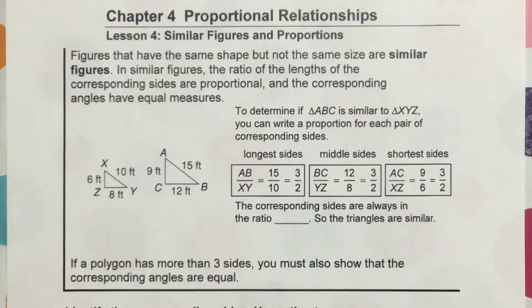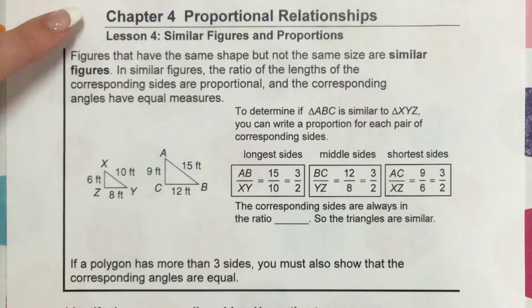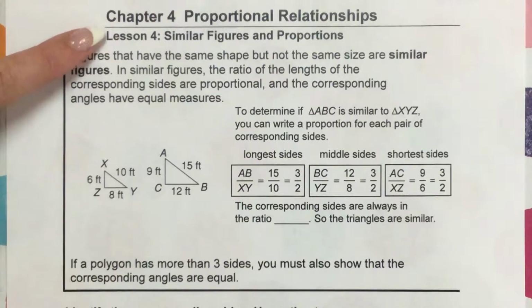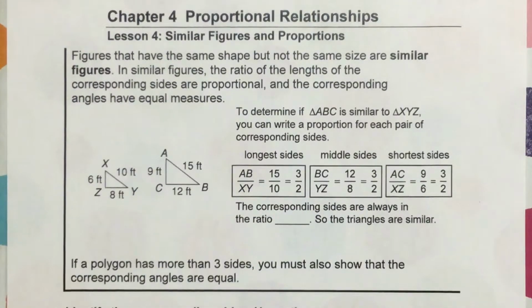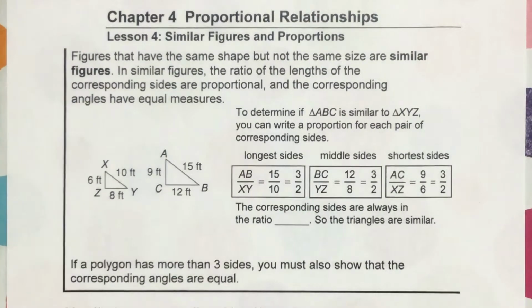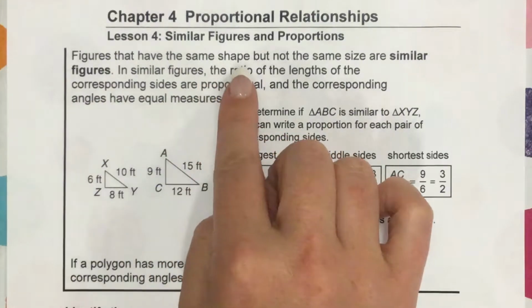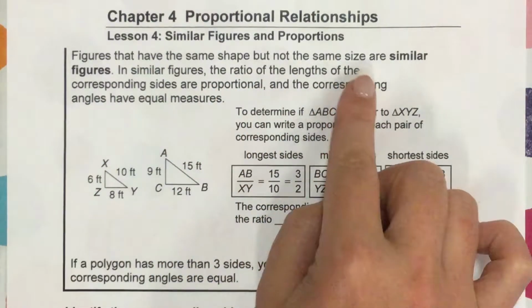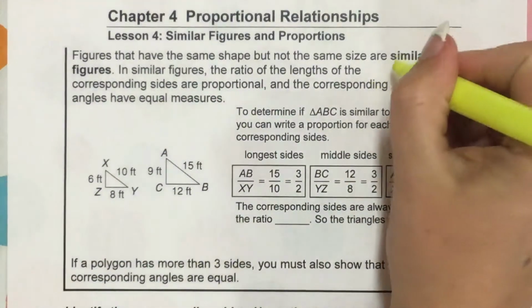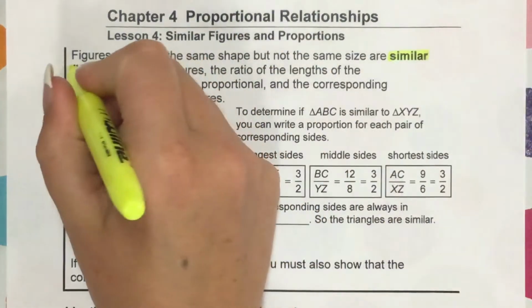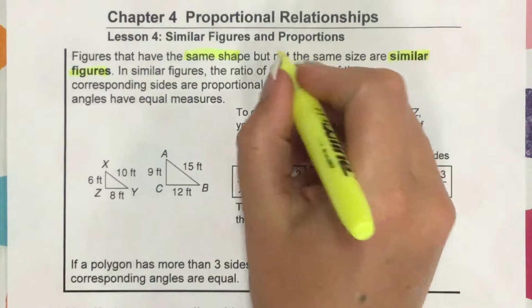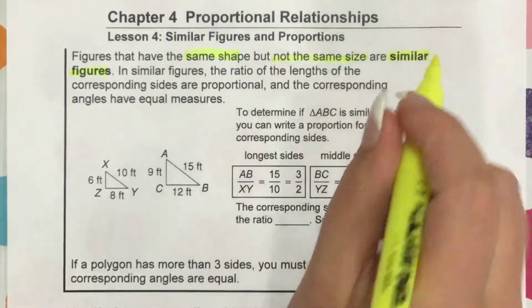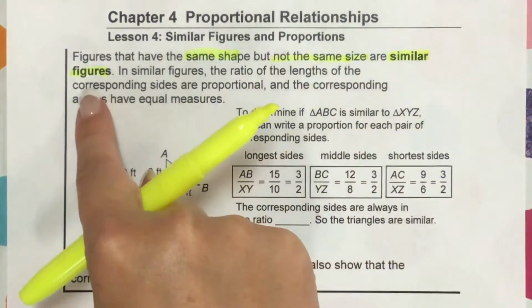Hello, welcome back. We are talking about Chapter 4, Proportional Relationships, and today we are starting Lesson 4, Similar Figures and Proportions. Figures that have the same shape but are not the same size are called similar figures. So they have the same shape but not the same size. Those are called similar figures.